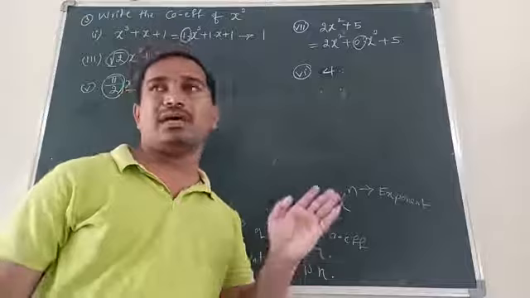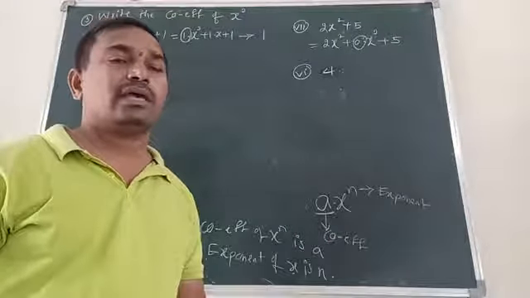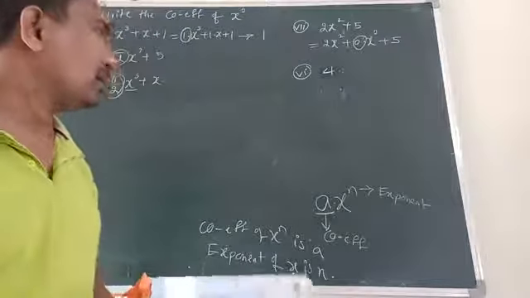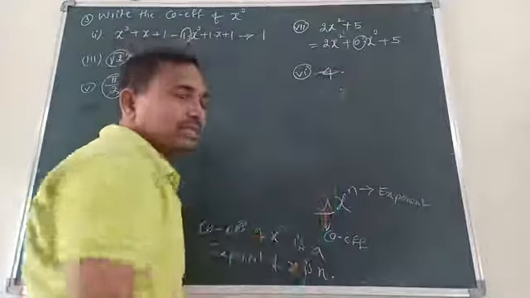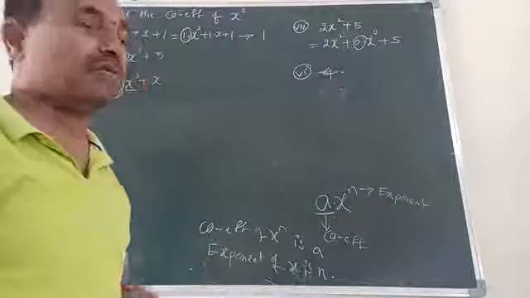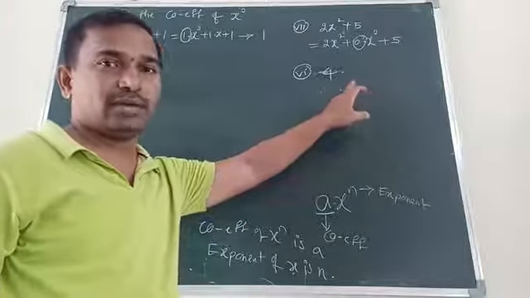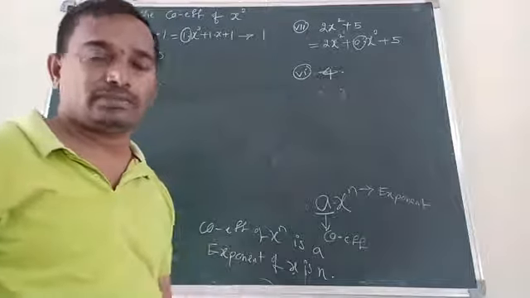For example, if in the polynomial there is no x square term, that means x square coefficient is 0. Okay. Now here 4 is the constant term. There is no x cube term. So what is the coefficient of x cube? 0. There is no x cube term means x cube coefficient is 0.